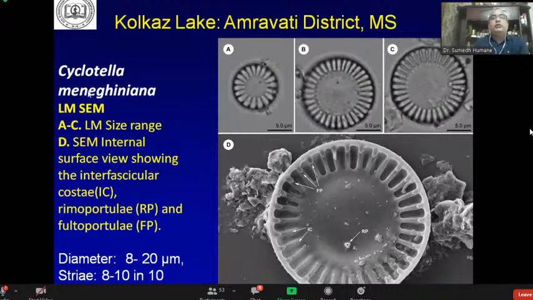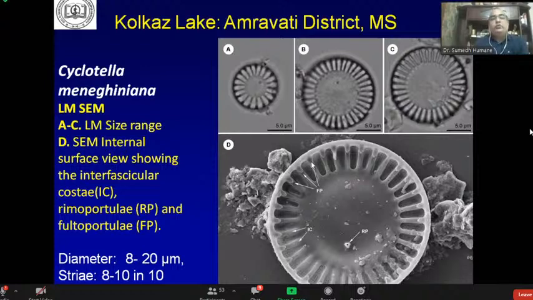You can see the Cyclotella meneghiniana. On the topmost figures, you can see the light microscope images, whereas in the scanning electron microscope, you have the detailed characteristic features. You have the fultoportulae. These are the tube-like structures present above the costae, and in between the two costae, you have the striae. Here you can see the striae. Here you have the costae, and above that, the tube-like structures.